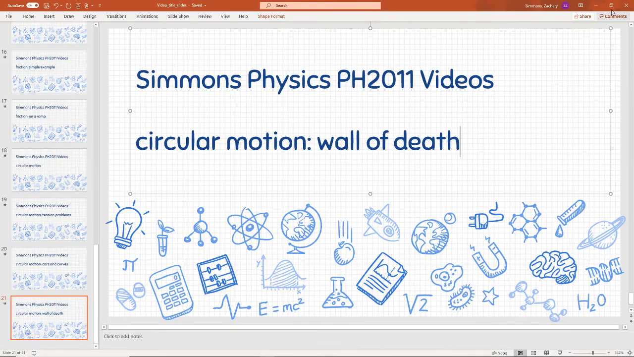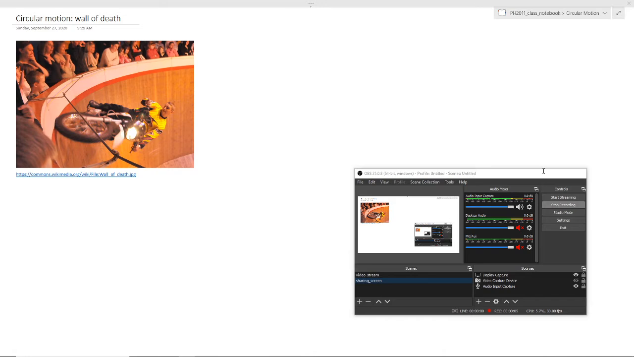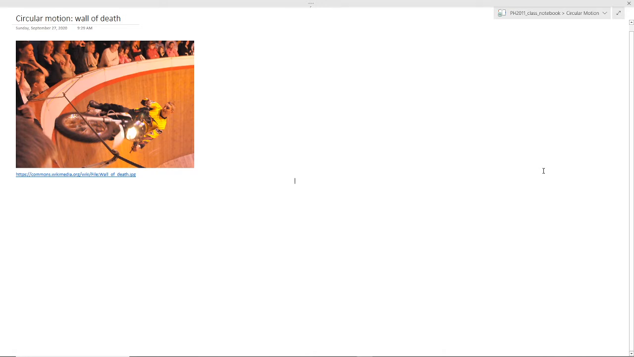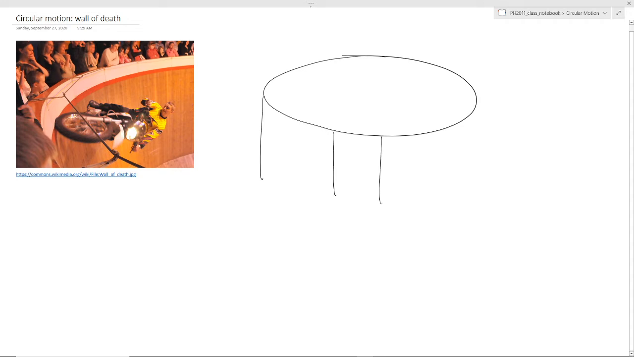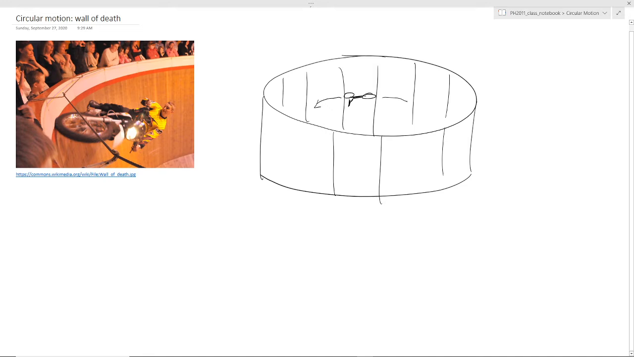Hi guys, so I wanted to show you one more circular motion scenario, and that's this one, the wall of death. So you've probably seen a clip of this somewhere or another. Imagine you have basically a big cylinder, and a performer, somebody on a motorcycle, or sometimes they use little cars, is riding around the inside of this cylinder. So it's a little tough to visualize, but they're riding around the inside.